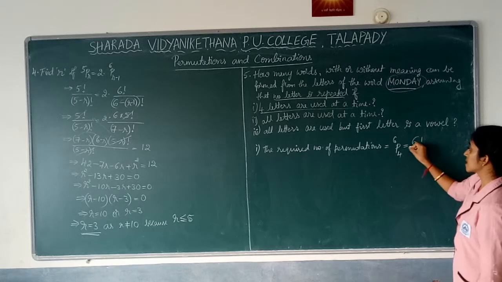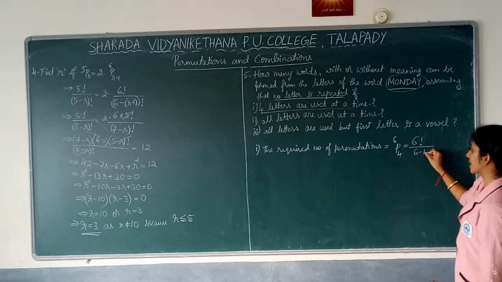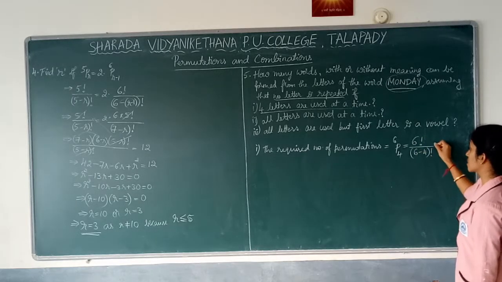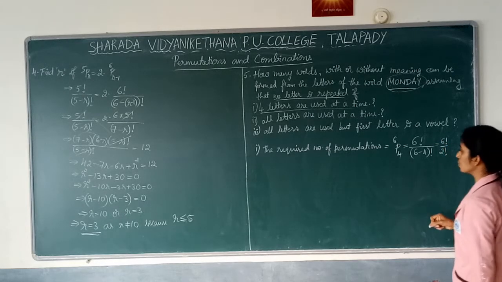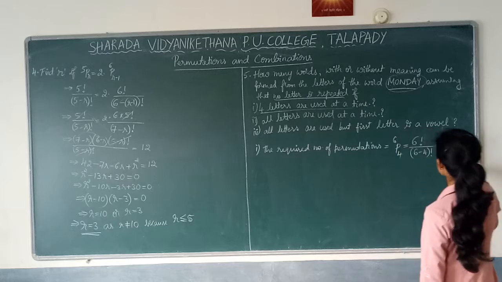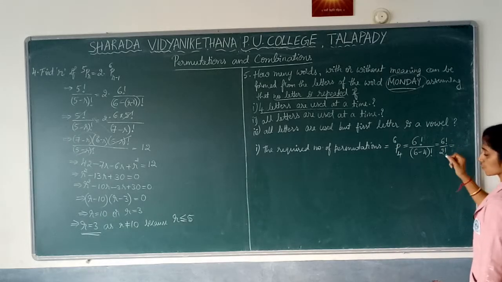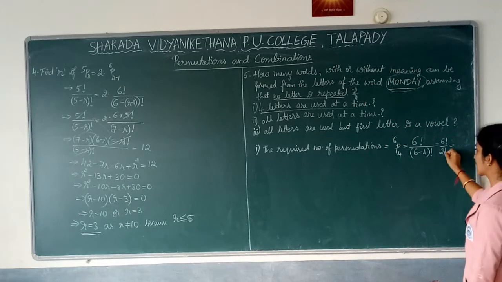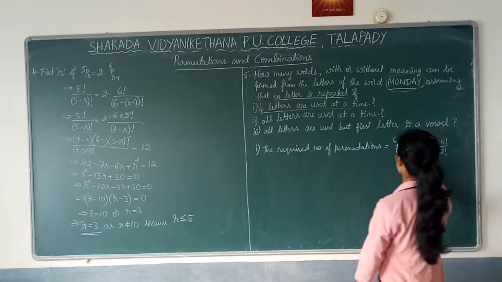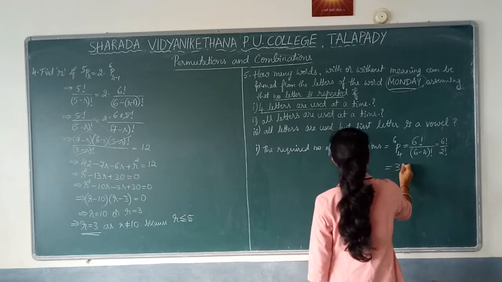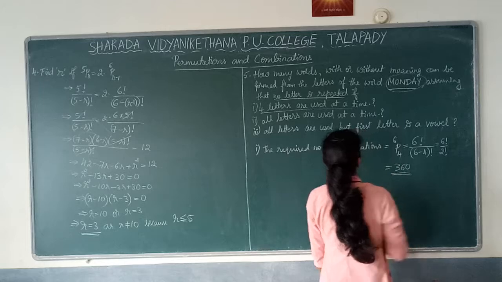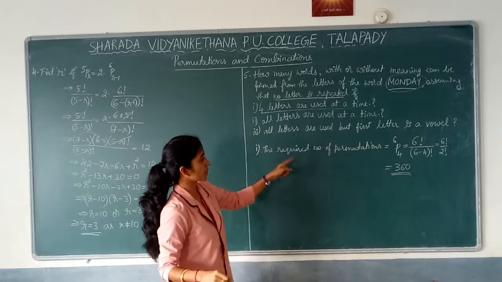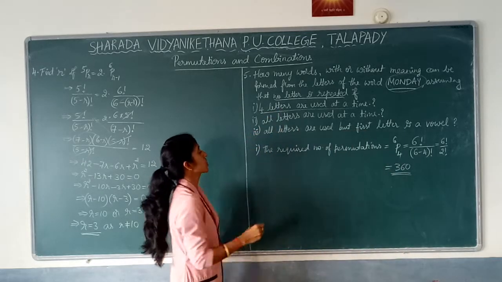So what is the formula? 6 factorial divided by (6 minus 4) whole factorial. So we get 6 factorial divided by 2 factorial. When you simplify this, you get 6 into 5 into 4 into 3 into 2 into 1, divided by 2 factorial. So you get the answer as 360. Okay? So that is the number of required permutations where 4 letters are used at a time.